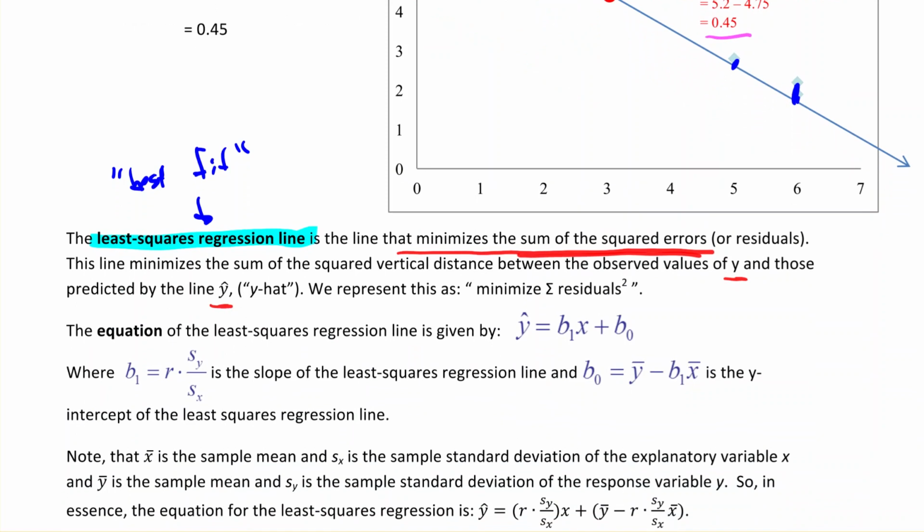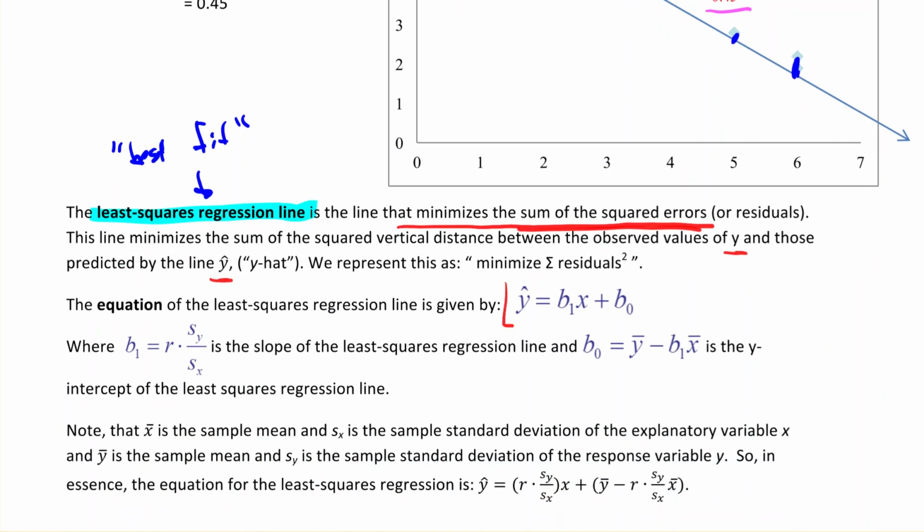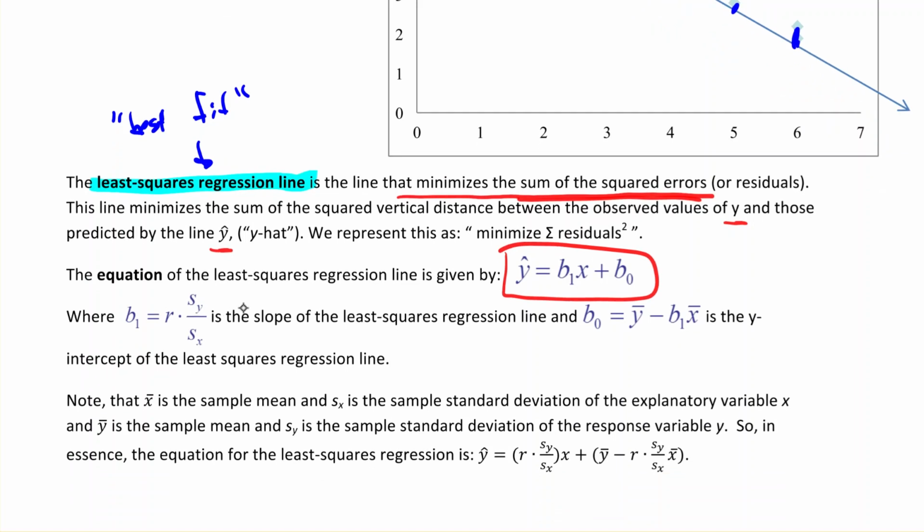Okay. And this is the equation. Again, this equation we'll be able to find using the calculator in part 2. But for now, just focus on how we're going to use this equation. We use y hat because that's the predicting. We're trying to predict the y value.